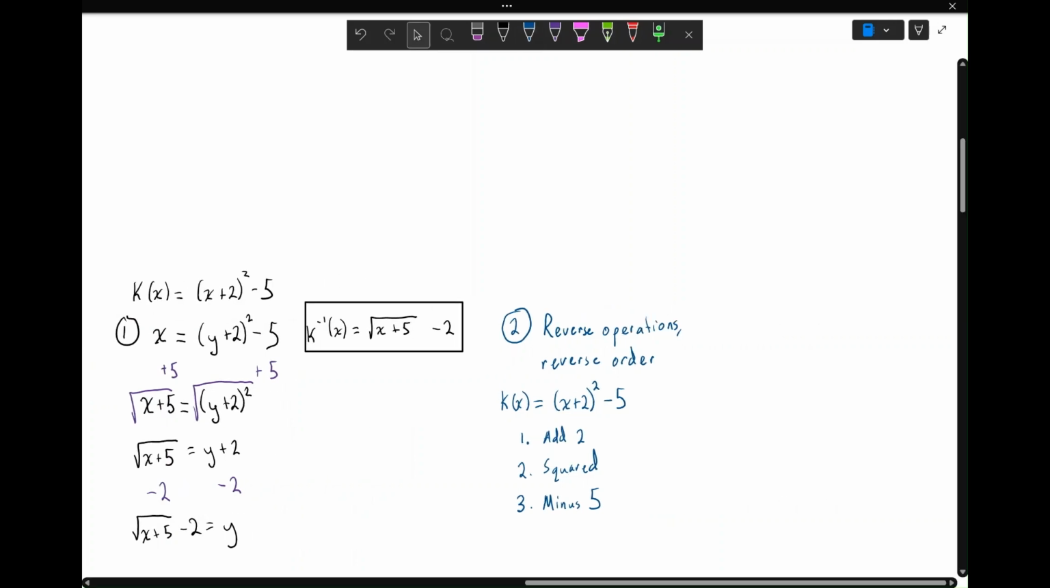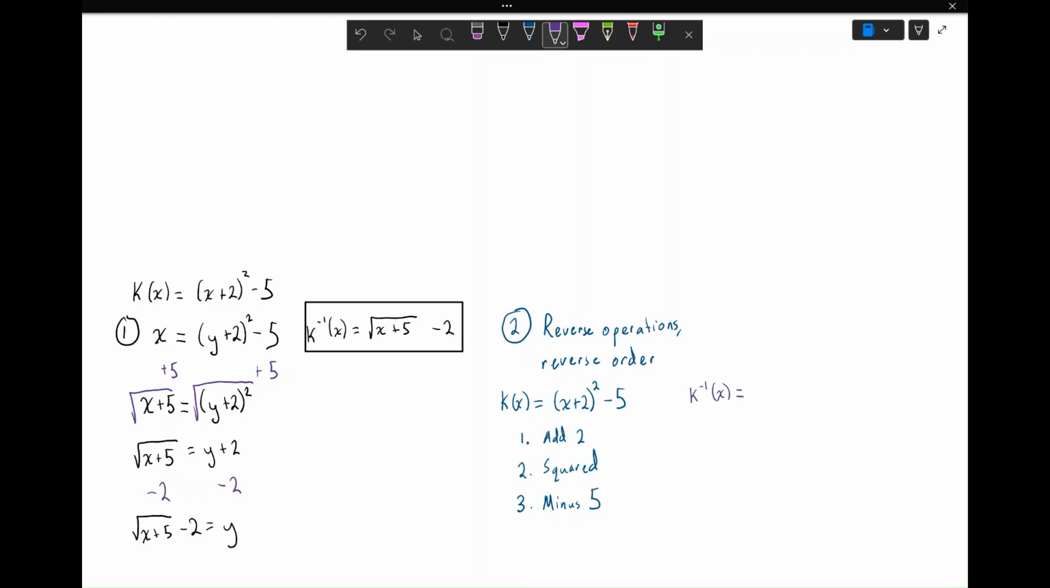If I want to find the inverse, I can just think of it as taking inverse operations in inverse order, reverse, opposite, whatever your favorite word is. So since I subtracted 5 at the end of k of x, for the inverse, the first thing I do is add 5. So notice reverse operation, reverse order. Since the thing I did right before subtracting 5 was squaring, in the inverse, I use the square root. And since the first thing in the original operation was adding 2, that's the last thing in the inverse. So it's a minus 2.